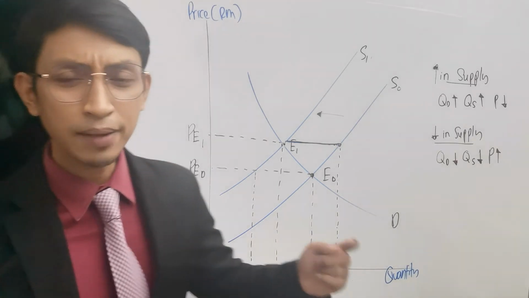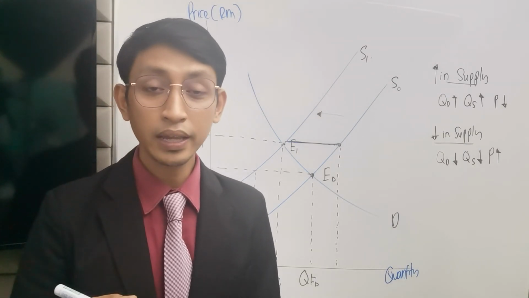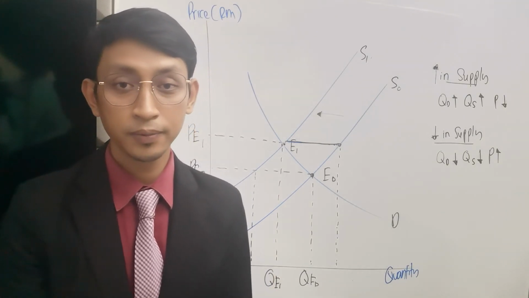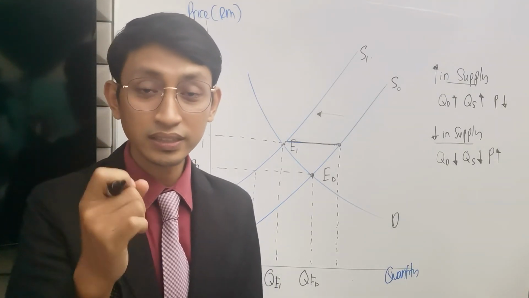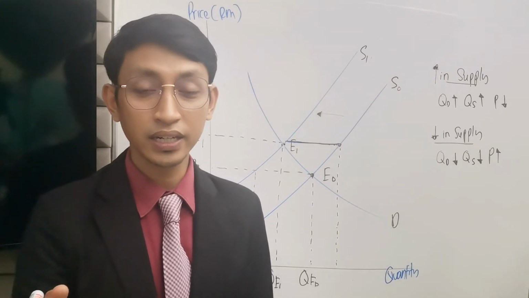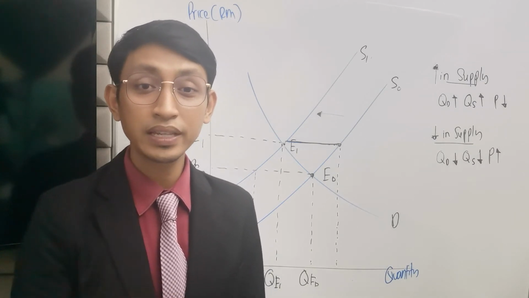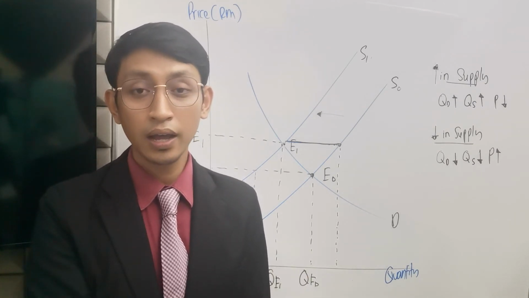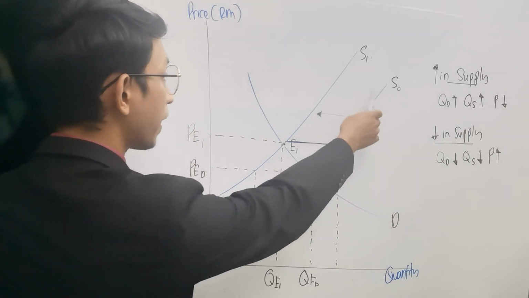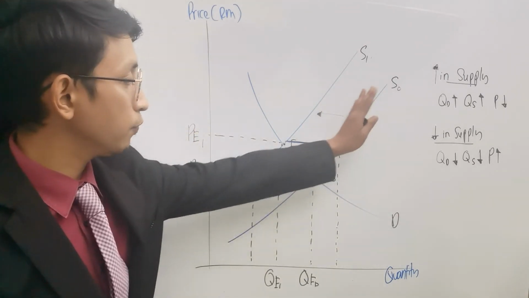Alright. So let's say something happened to the market that we call a non-price determinant. Let's say the government is now imposing tax on the car manufacturer. So what happened to the car manufacturer? The cost of production will increase. Then as a result, they will be discouraged to produce more cars, or in other words, they will produce fewer cars. Then what happened to the supply curve? The supply curve will shift to the left.